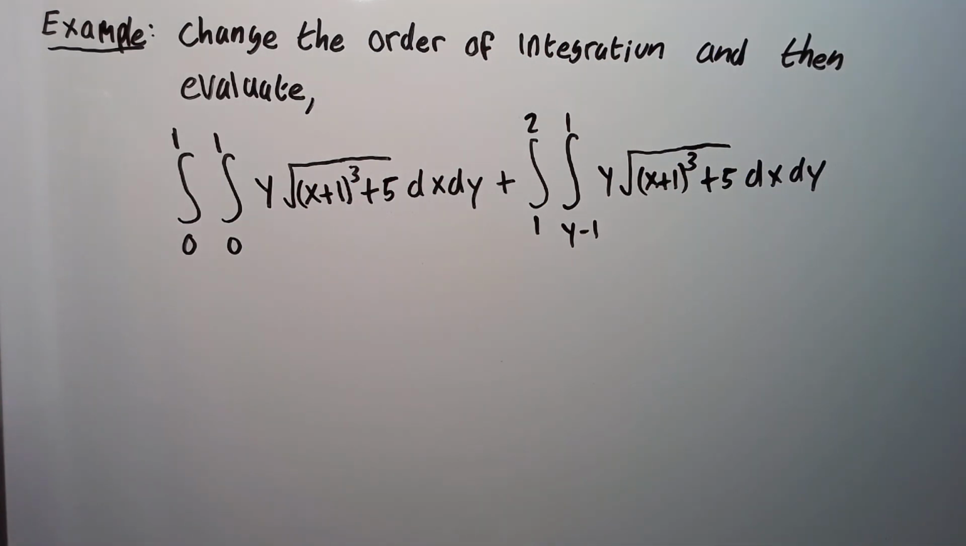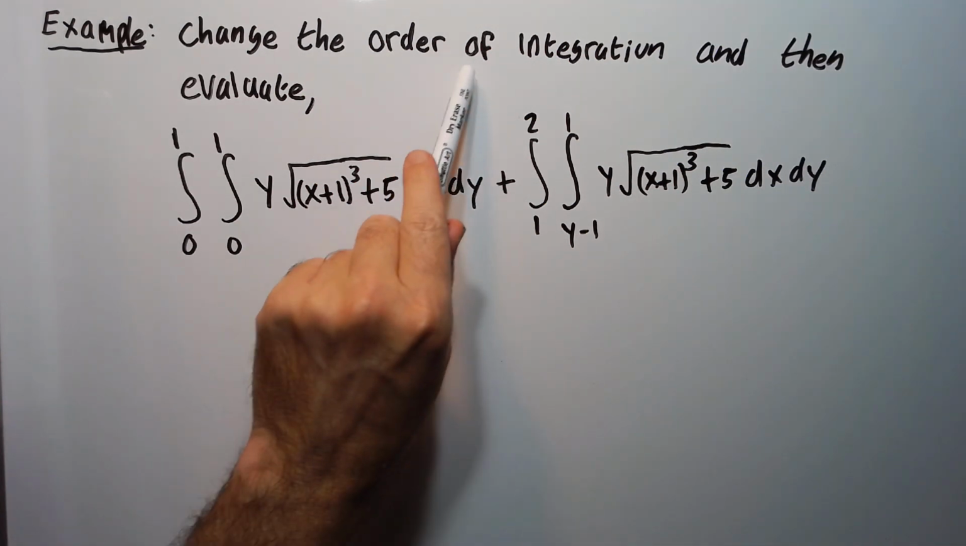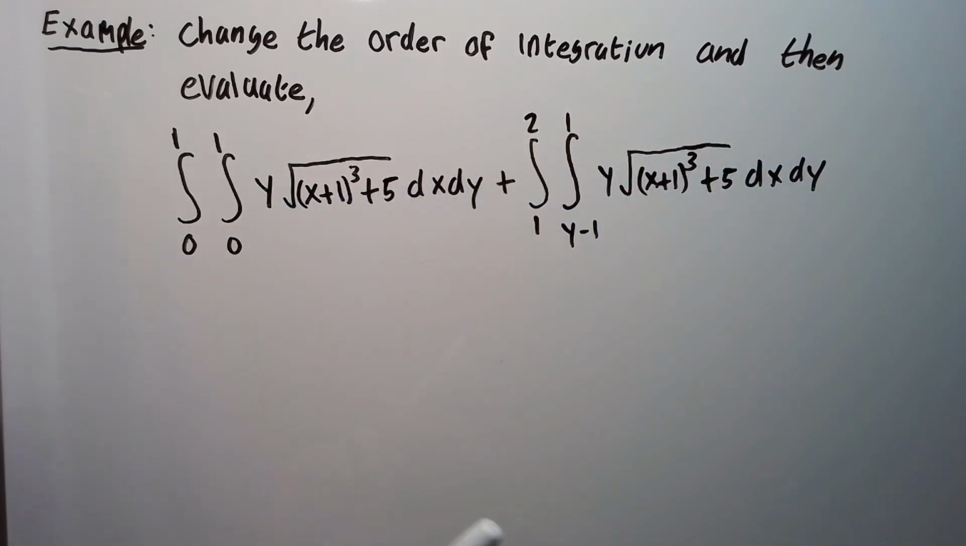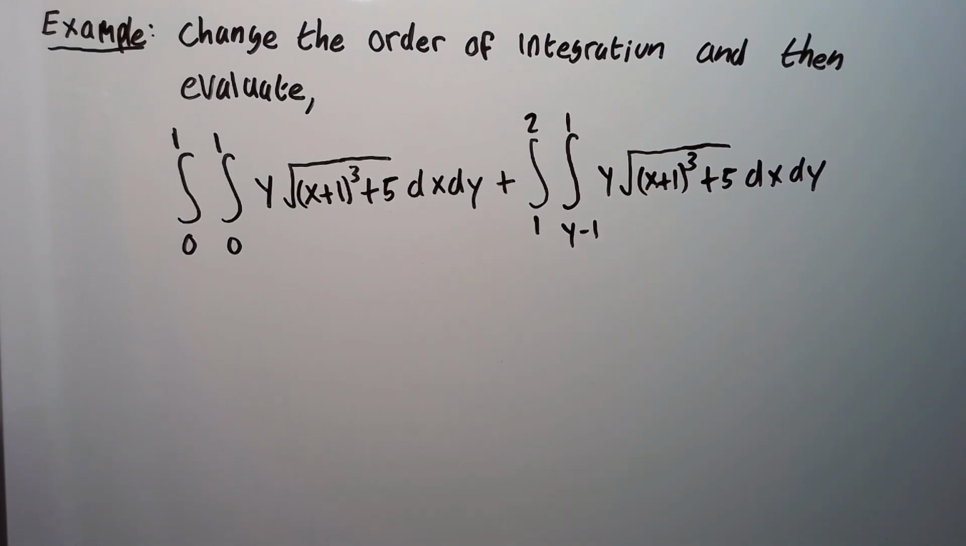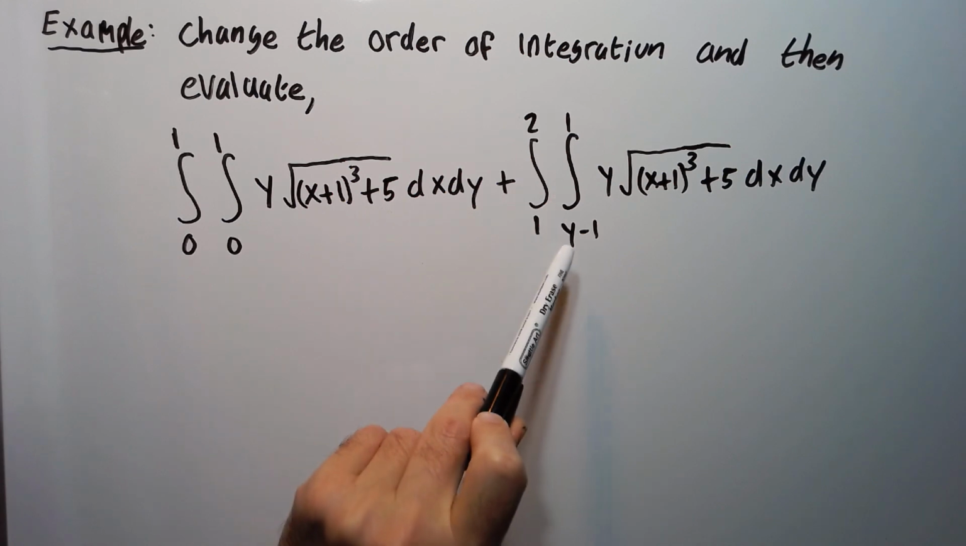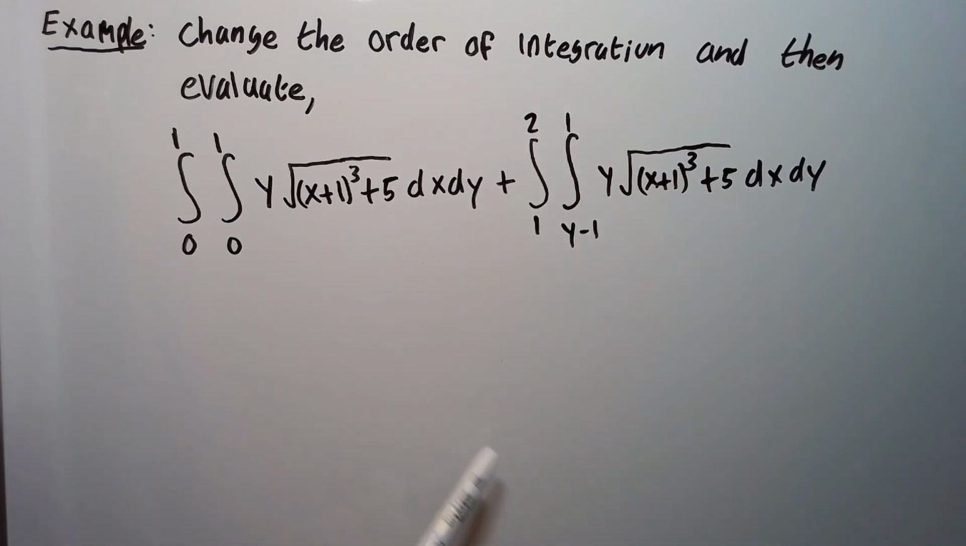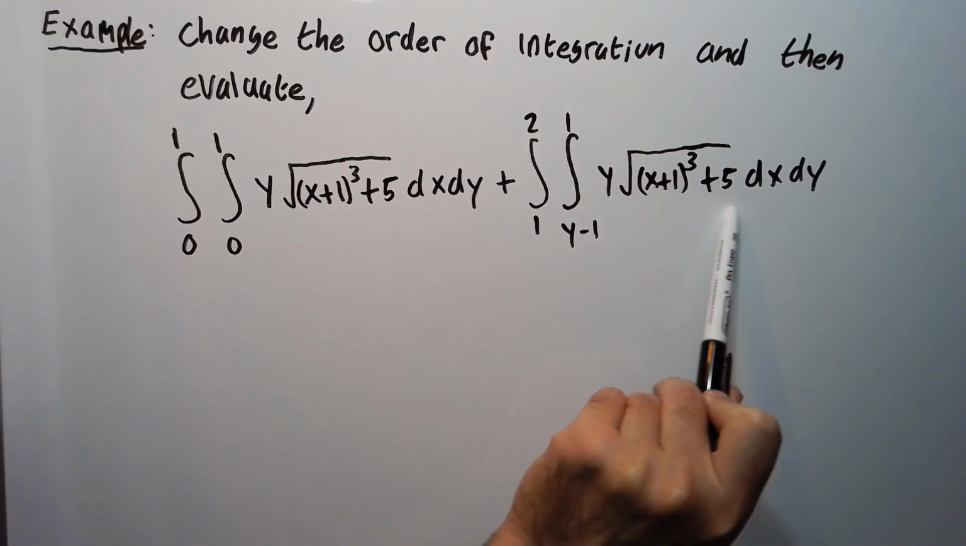Okay, let's do an example. It says change the order of integration and then evaluate. And we're given these two double integrals. The first one goes from 0 to 1, 0 to 1. The second one goes from 1 to 2 on the outside and y minus 1 to 1 here. They both have the same integrands.